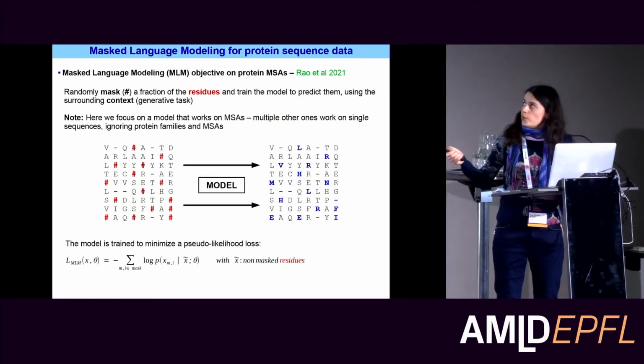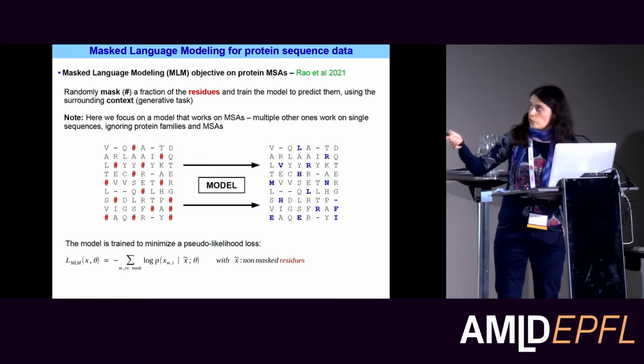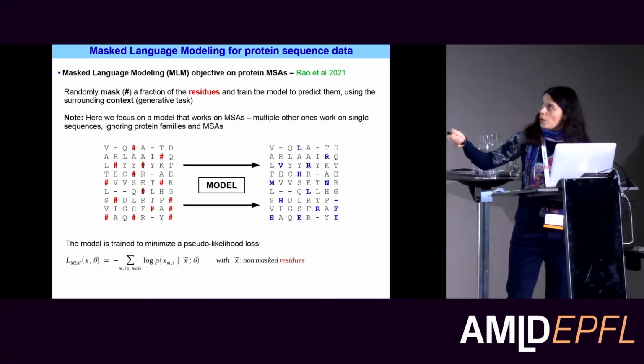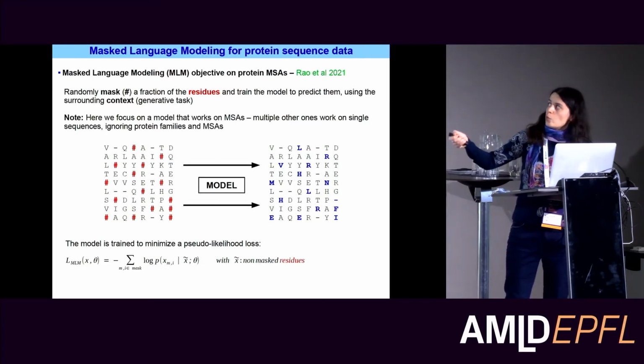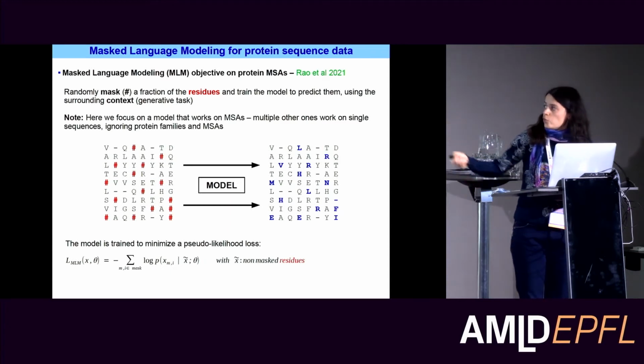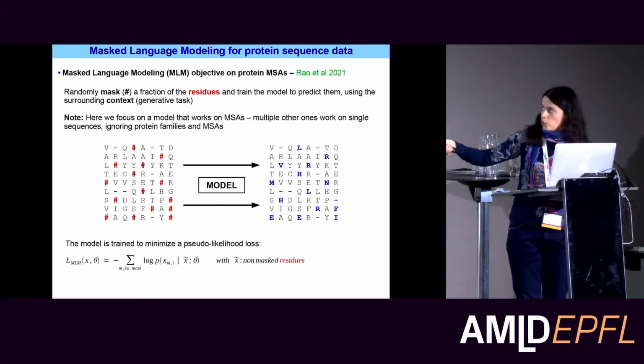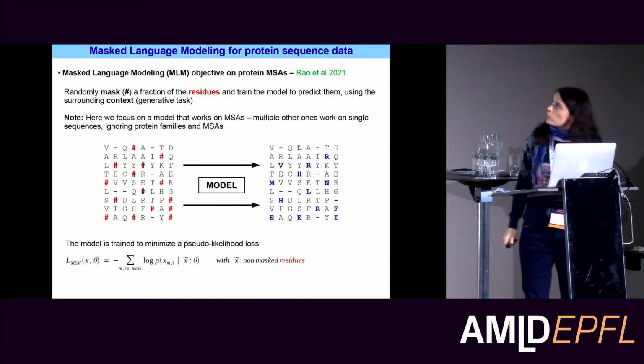So it was built using the masked language modeling objective, which means that you start from an alignment of homologous protein sequences, where each row is a sequence and each column is a site. You randomly mask a certain proportion of the entries, and then the model is trained to fill in the masked entries. Specifically, it's trained to minimize the pseudo-likelihood loss, which can be written this way.